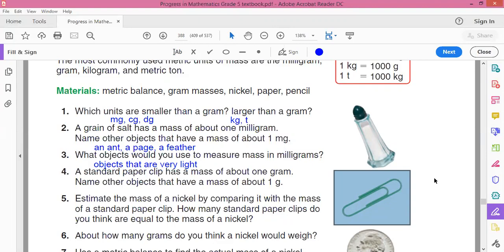The ant. No, it's a milligram. It's written there. Any other object? Pencil. Muhammad, tell me. A piece of paper. Teacher, the piece of paper is the same as a page. We said it's milligram. Tell me any other object.